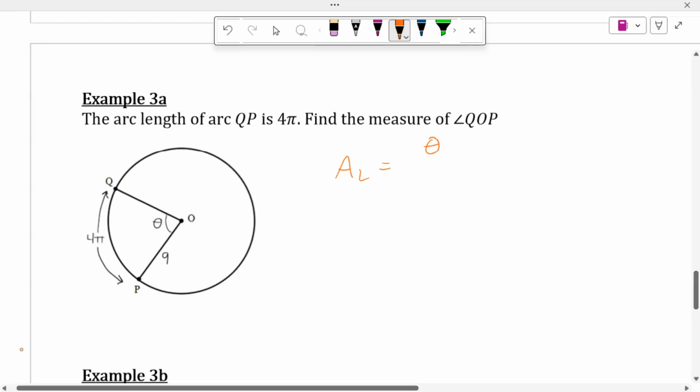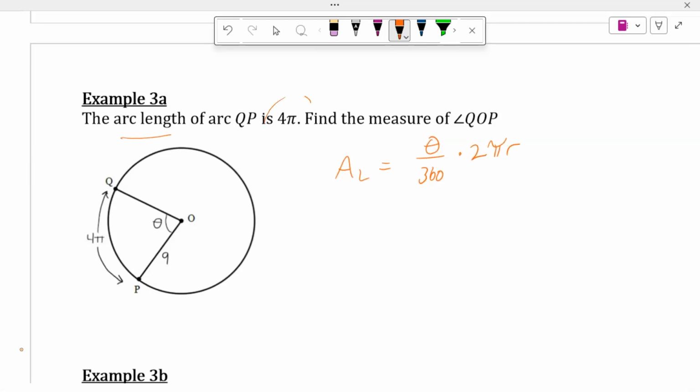We know it's theta over 360 times 2 pi r. Well, in this case, it's giving us the answer. The arc length is 4 pi. So we can go ahead and plug that in right here on the left side of the equation. Notice it says find the measure of angle QOP, that central angle there. We don't know what it is. We do know the radius. So this is one of those working backwards or puzzle-like problems. So we're plugging in the answer, and we're going to work backwards to get, in this case, not r by itself like the last example, but theta by itself, that angle.